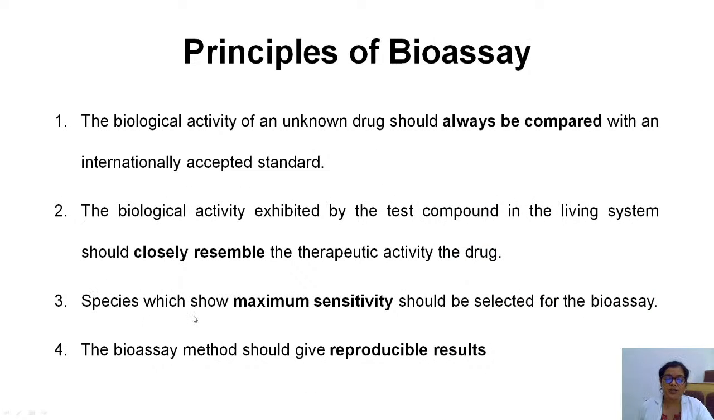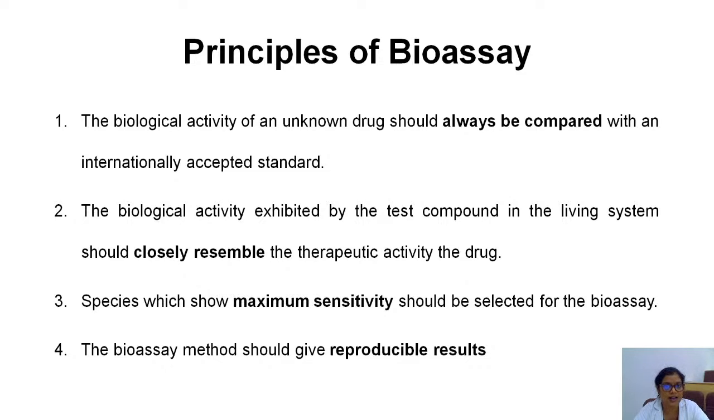And again, the third principle: species which show maximum sensitivity should be selected for the bioassay. For any test, when you are selecting a species, it is very important that you select the species which has maximum sensitivity. Suppose you are screening a drug for anticholinergic activity, that is, we want to see how much muscle contraction it is producing on the GI smooth muscles. When you are selecting a species, that tissue should have some sensitivity to acetylcholine. If there are no cholinergic receptors, then there is no point in screening for anticholinergic activity on that tissue.